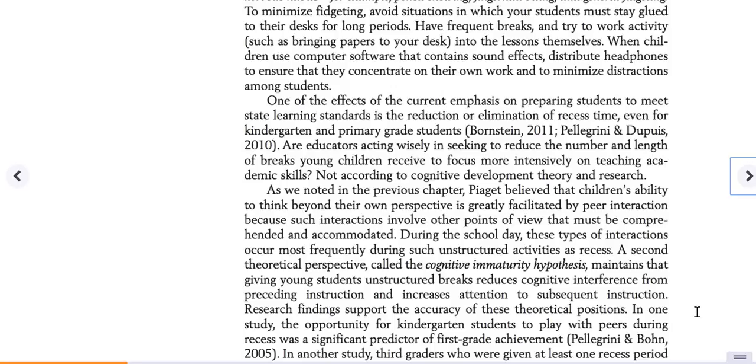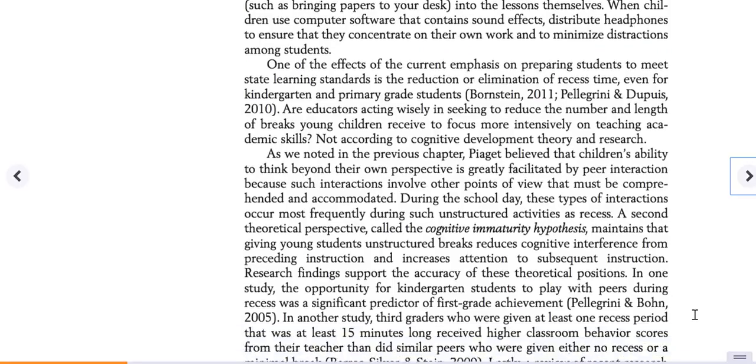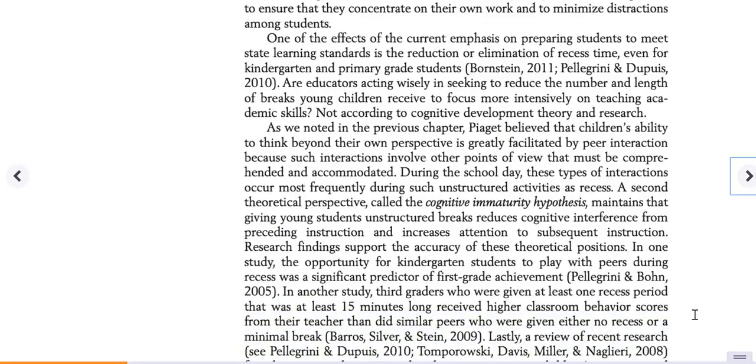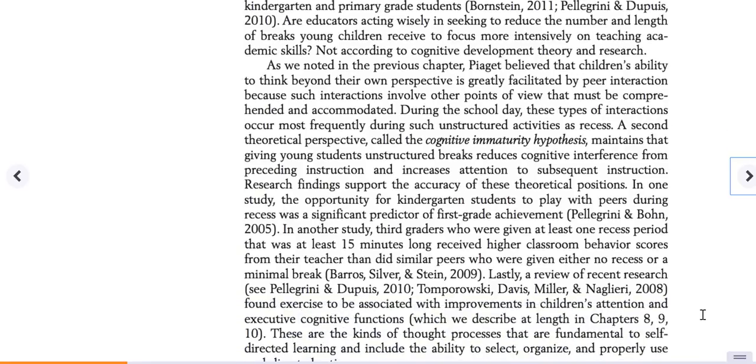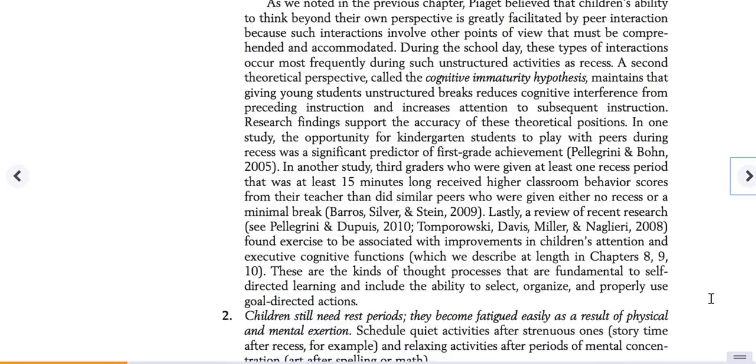Research findings support the accuracy of these theoretical positions. In one study, the opportunity for kindergarten students to play with peers during recess was a significant predictor of first grade achievement. In another study, third graders who were given at least one recess period that was at least 15 minutes long received higher classroom behavior scores from their teacher than did similar peers who were given either no recess or a minimal break.